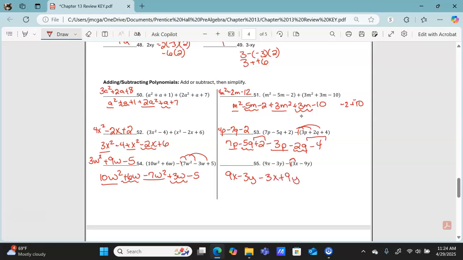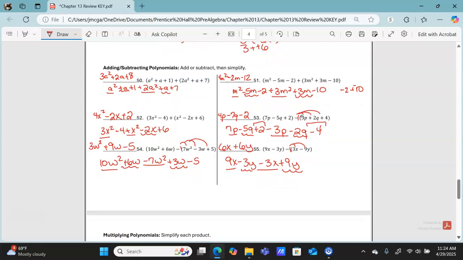Carrying that negative 1 through, changes those signs. So 9x minus 3x is 6x. Negative 3 plus 9, signs are different. Subtract and keep the sign of the larger, so we get 6 again.